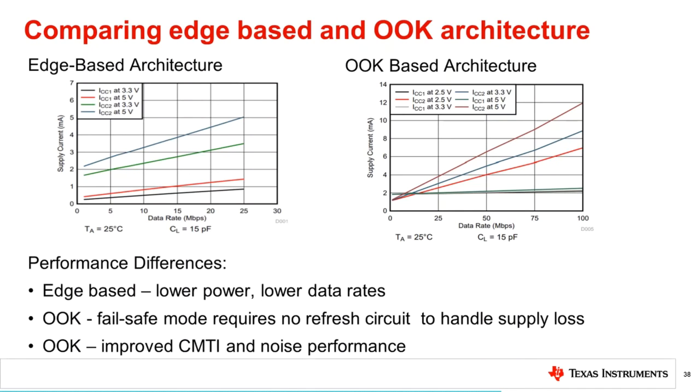In the case of the OOK scheme, the continuous sampling of the input means that in the event of an unintended supply or input signal change, there will be no errors at the output. While the edge-based architecture features specific power benefits due to its sampling scheme, we mentioned earlier that the signal conditioning circuits in the on-off keying modulation scheme offer inherent noise and transient response benefits with much higher CMTI and the added benefit of higher data rates.